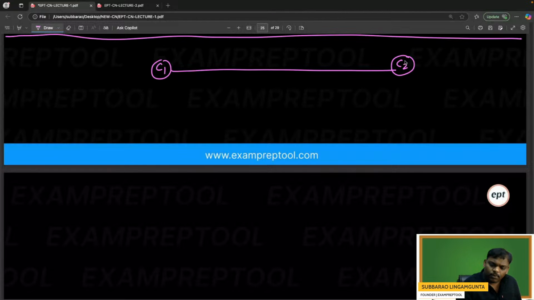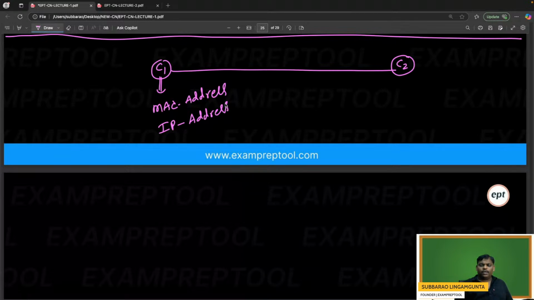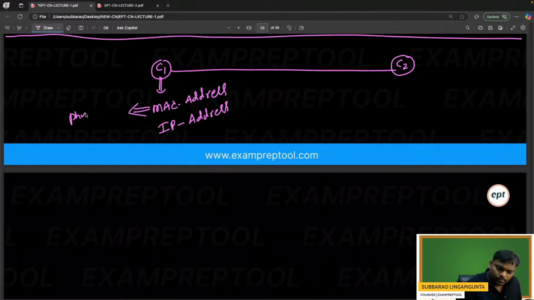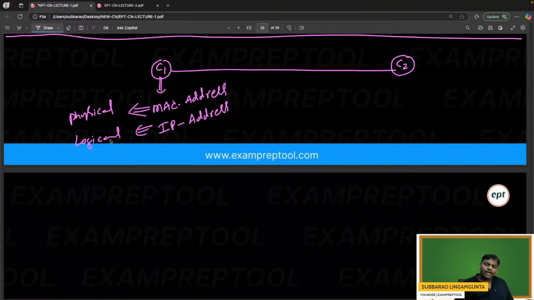So remember, every computer has two addresses: MAC address and IP address. If it is connected to the internet, then the IP address will be there. If not connected to the internet, there is no meaning of IP address. The MAC address is also called the physical address. The IP address is also called the logical address.